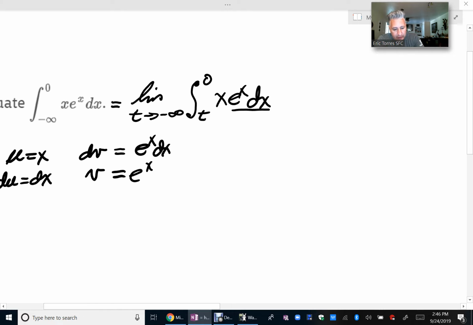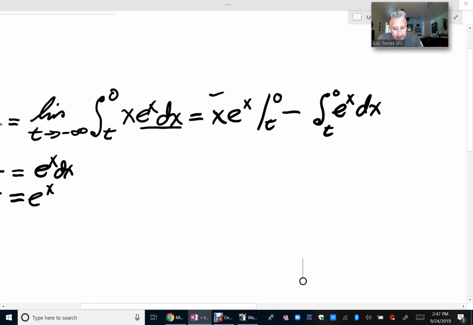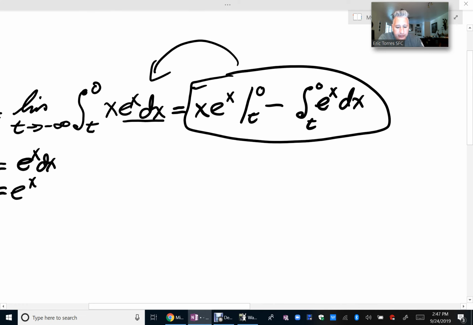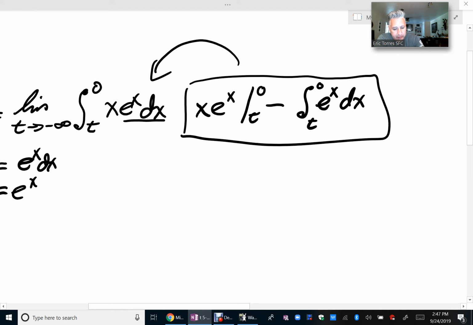So then when I take this, I'm going to have what? u times v from t to 0, minus the integral of v du, which was dx, again from t to 0. And of course we're going to take the limit of all of that. So I shouldn't put an equal sign there. Okay, so I'm going to simplify this further.